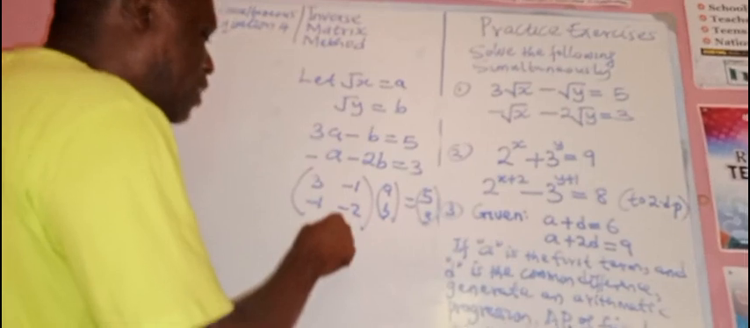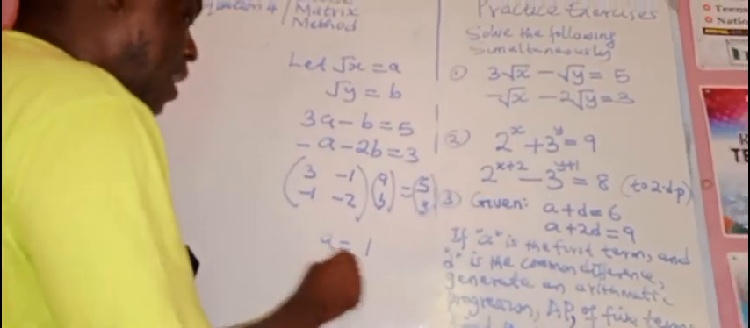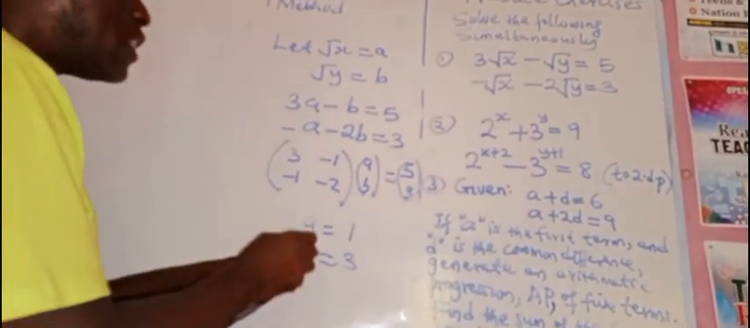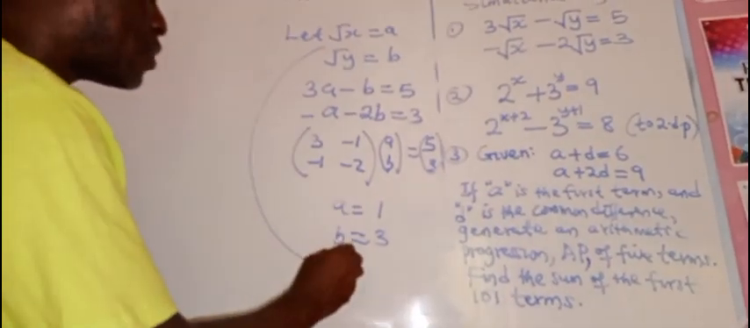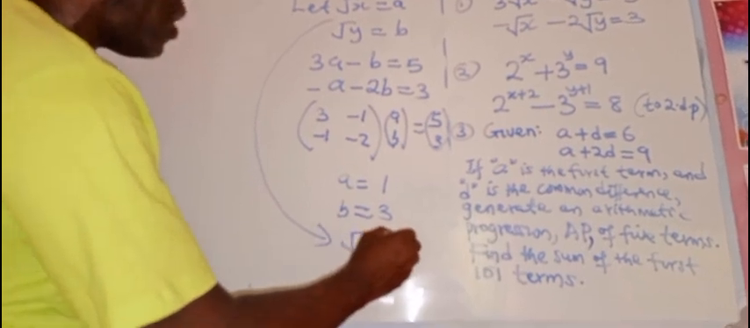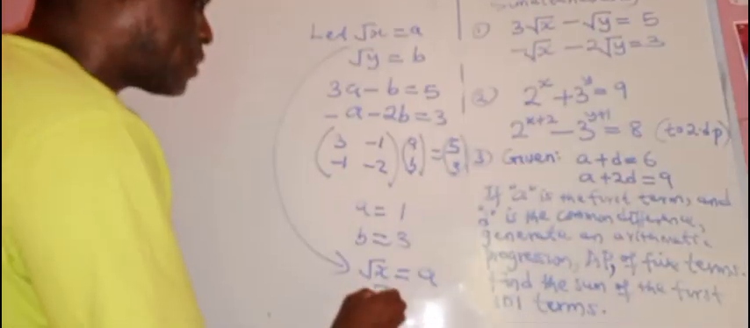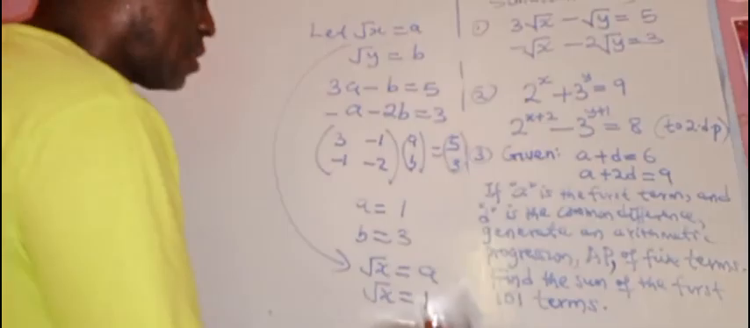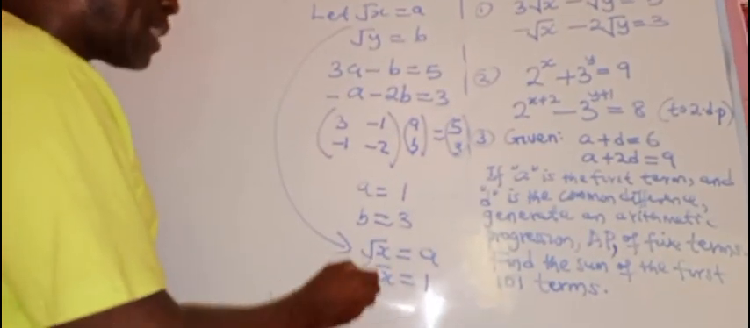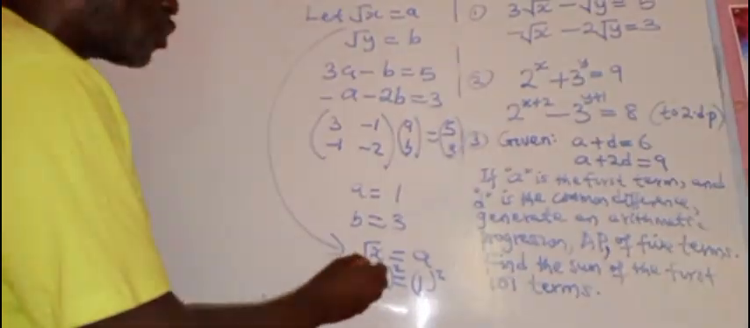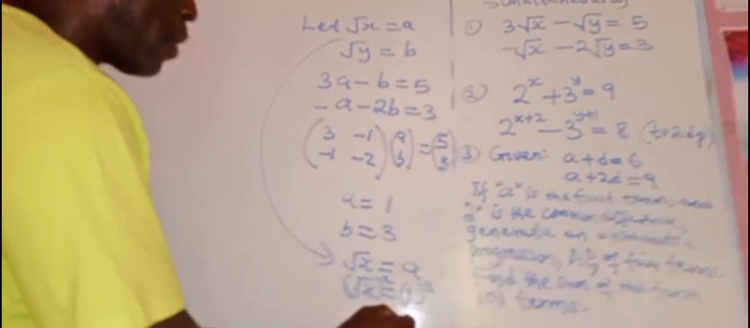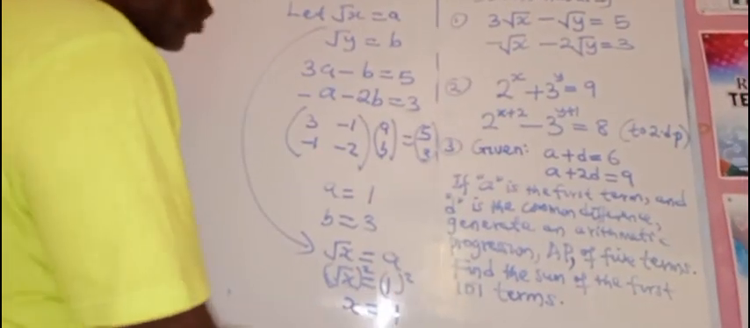Now, at the end of the day, let's say you get your A, I'm not very sure, as 1, and you get B as 3. What you're looking for is not A and B, it's X and Y. You will now recall this. You recall that root x is A, and A is 1. How do you get X? You square both sides. If you square, this square will disappear, it will be x. And what is the square of 1? That is 1. 1 times 1.